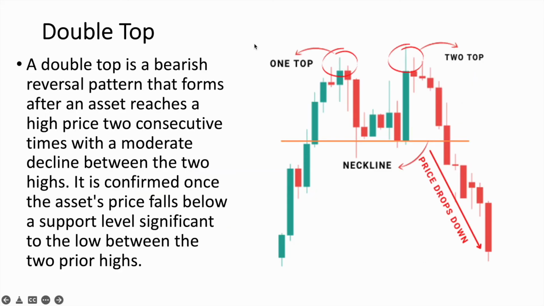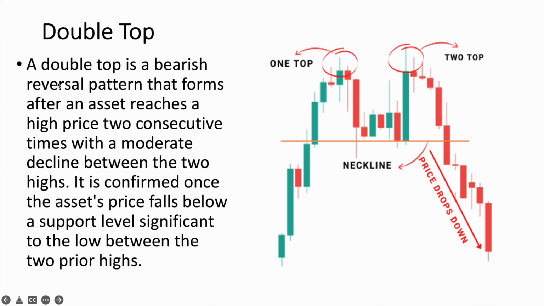The double top. If you can navigate to Bitcoin price chart, Bitcoin USDT price chart on a monthly time frame, you will see something like this. The double top, where there is two price reach, two highs before the dump. Now, how is it formed?